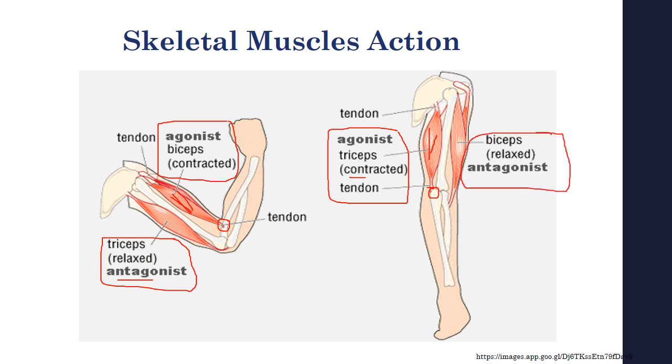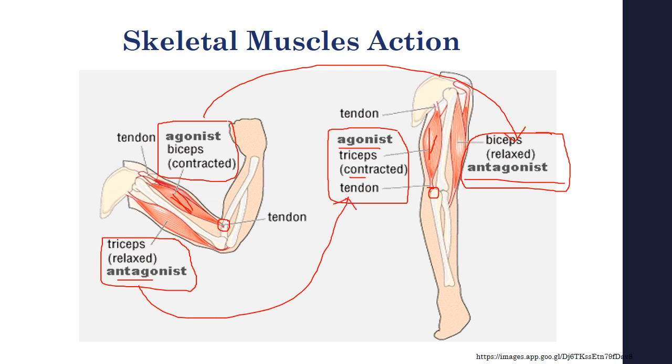So what happens is the tricep now acts as an agonist and the bicep now acts as an antagonist. So the roles are actually reversed when you are flexing and extending. The roles of the muscles are actually reversed. What was an agonist earlier is now an antagonist, and vice versa. So muscles can actually have a dual role. They can be either agonist or antagonist depending on the type of movement that they are doing.